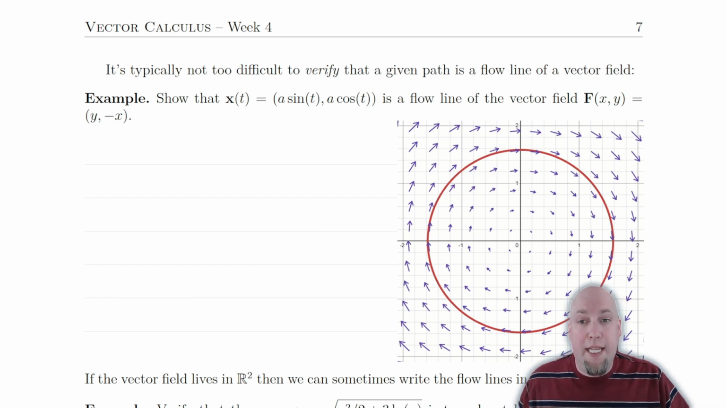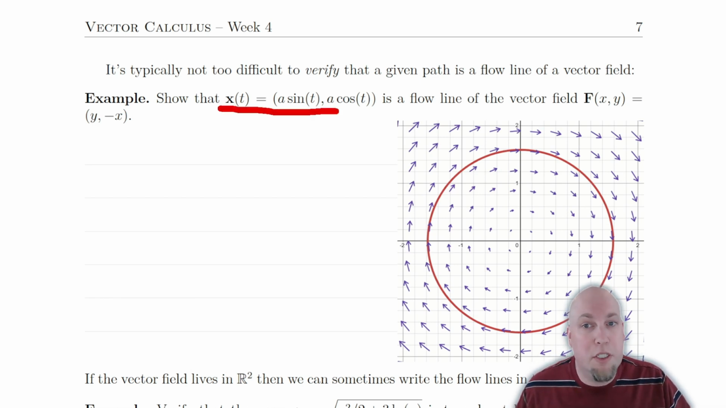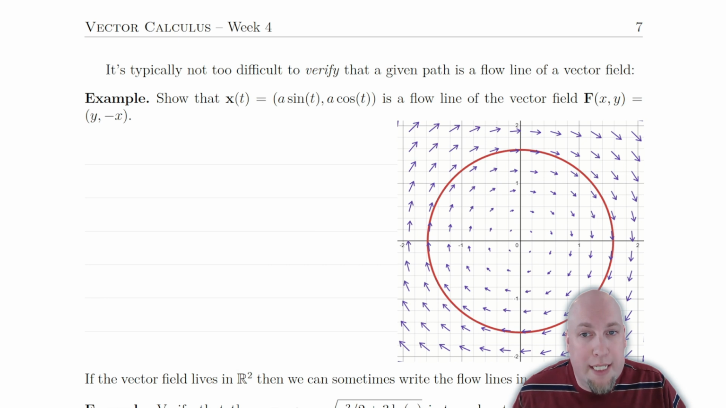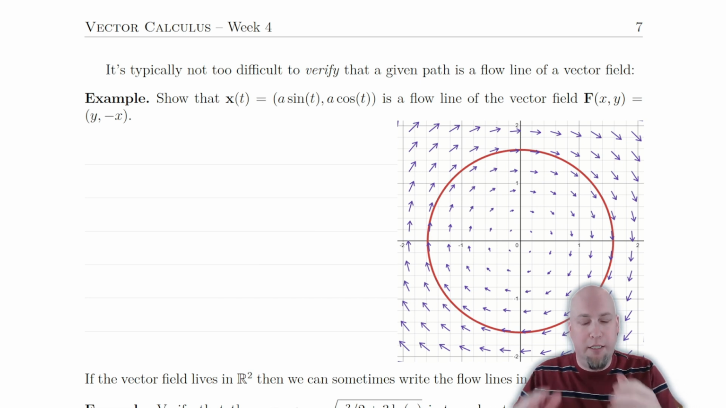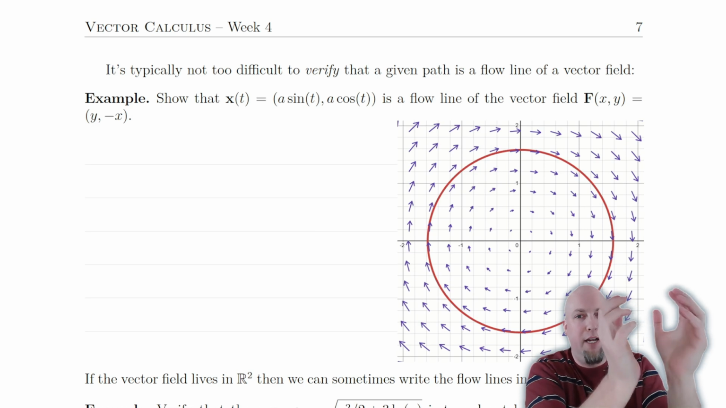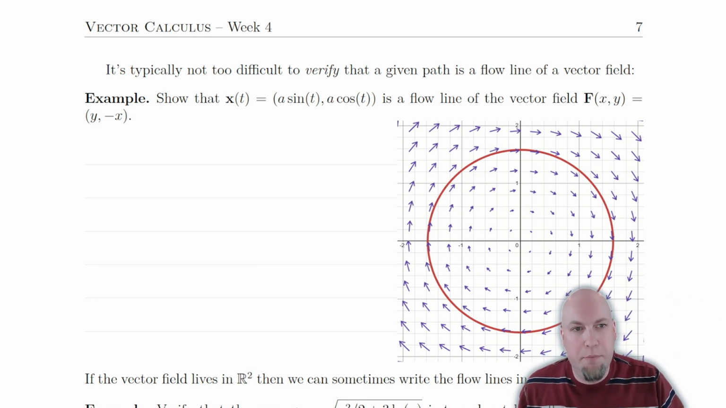Let's verify that. Let's show that any circle, so any curve of the form a times sine t, a times cos t, really is a flow line, regardless of what the radius a is. And how do we verify this? How do we check whether something is or is not a flow line? Well, you go back up to the definition of a flow line. On the left-hand side, you have the velocity vector x prime, and you want that to equal f of x of t. So just compute both sides.